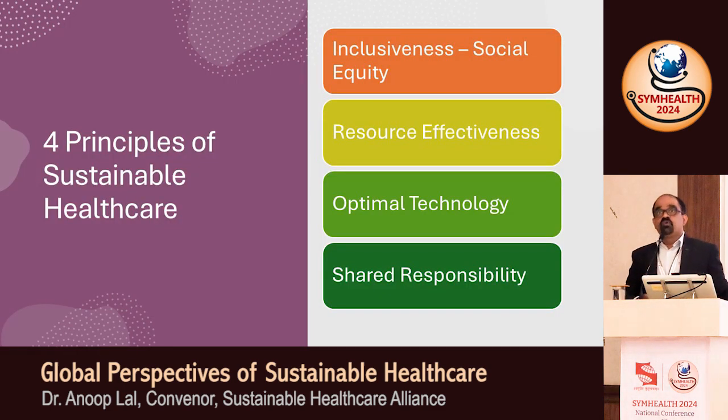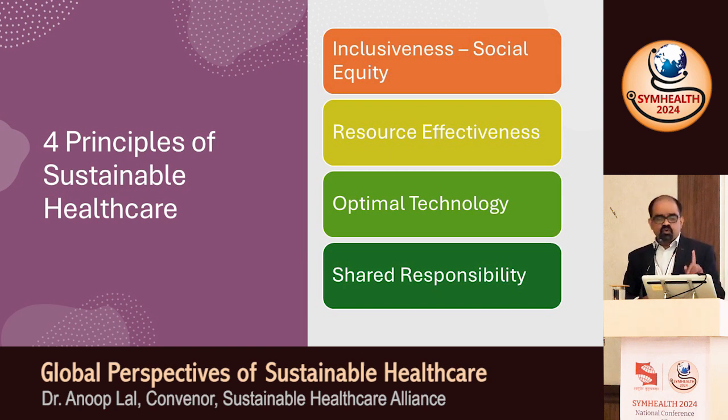These are the 4 principles, derived from goal 17 of the UN Sustainable Development Goals. These are the 4 principles of sustainable healthcare. One is inclusivity, second is resource effectiveness, third is optimal technology, and fourth is shared responsibility. The first one is about universal healthcare, which is what we need to achieve. Second and third, how are we going to achieve that? Through resource effectiveness and through optimal use of technology. And the fourth one is who is going to do that. That means it is a shared responsibility through partnerships and collaboration.